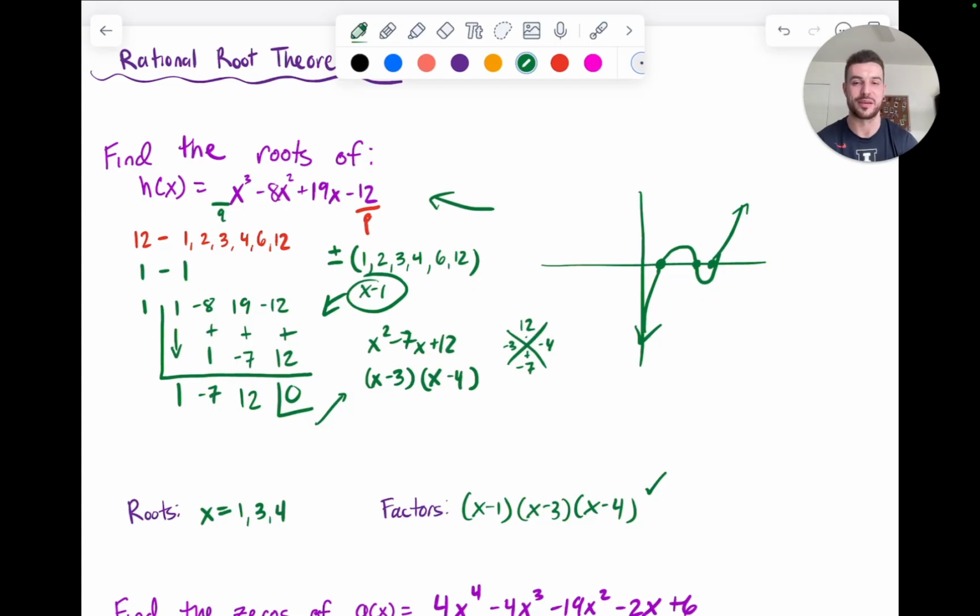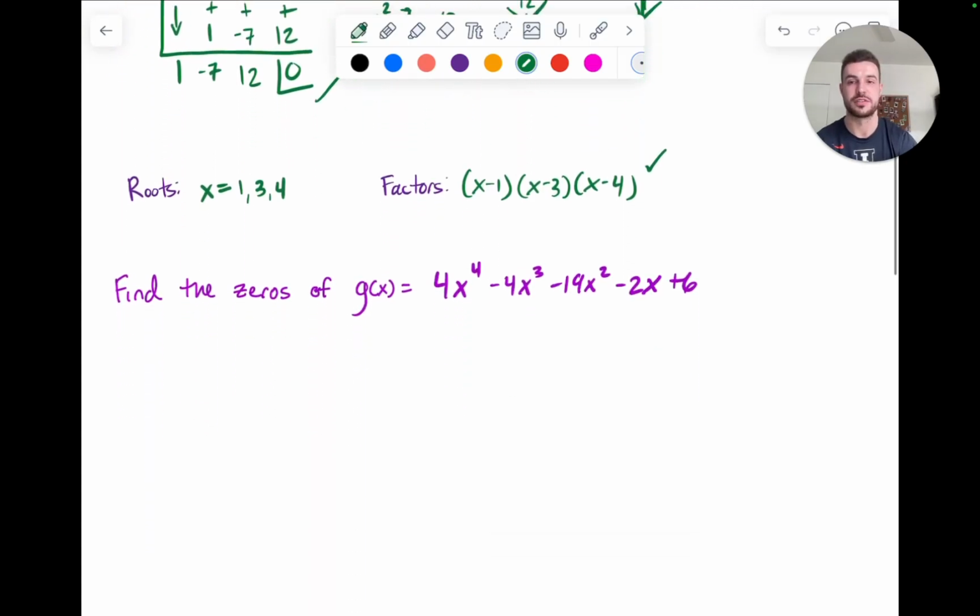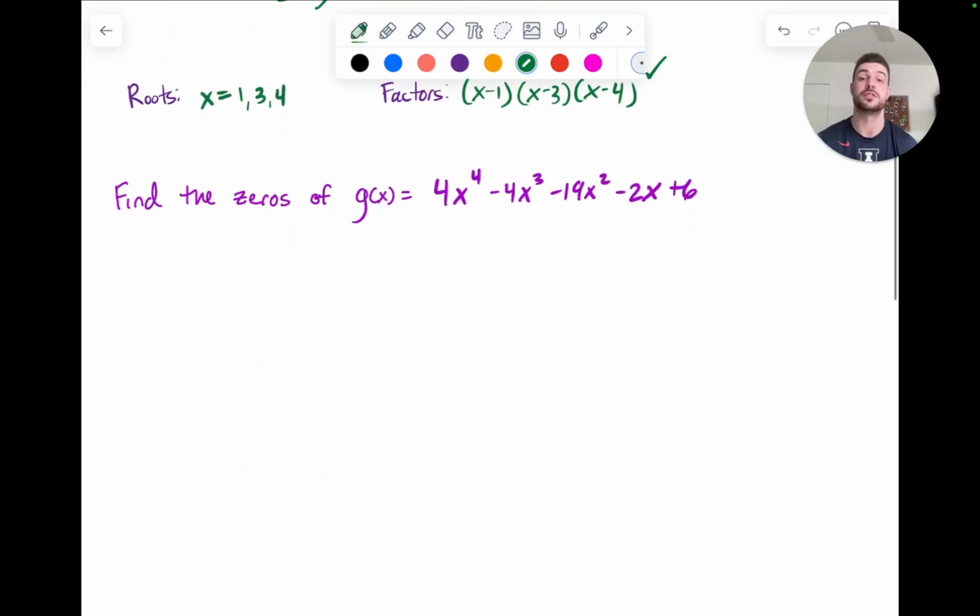Let's take a look at another example. So it says, find the zeros. Again, zeros is another word for roots of g of x equals 4x to the fourth minus 4x to the third minus 19x squared minus 2x plus 6. So I want to find those zeros. To do that, I'm going to need our factors.